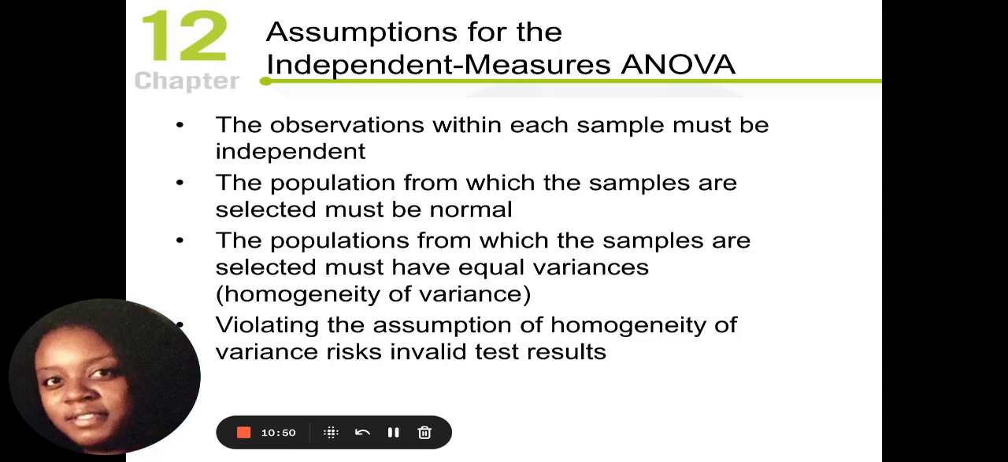When we make assumptions about the independent measures of the analysis of variance, we have the observations within each sample that must be independent. We have the population from which the samples are selected, which must be normal. We have the populations from which the samples are selected that must have equal variances, called the homogeneity of variance. And violating the assumption of homogeneity of variance is going to risk invalid test results.